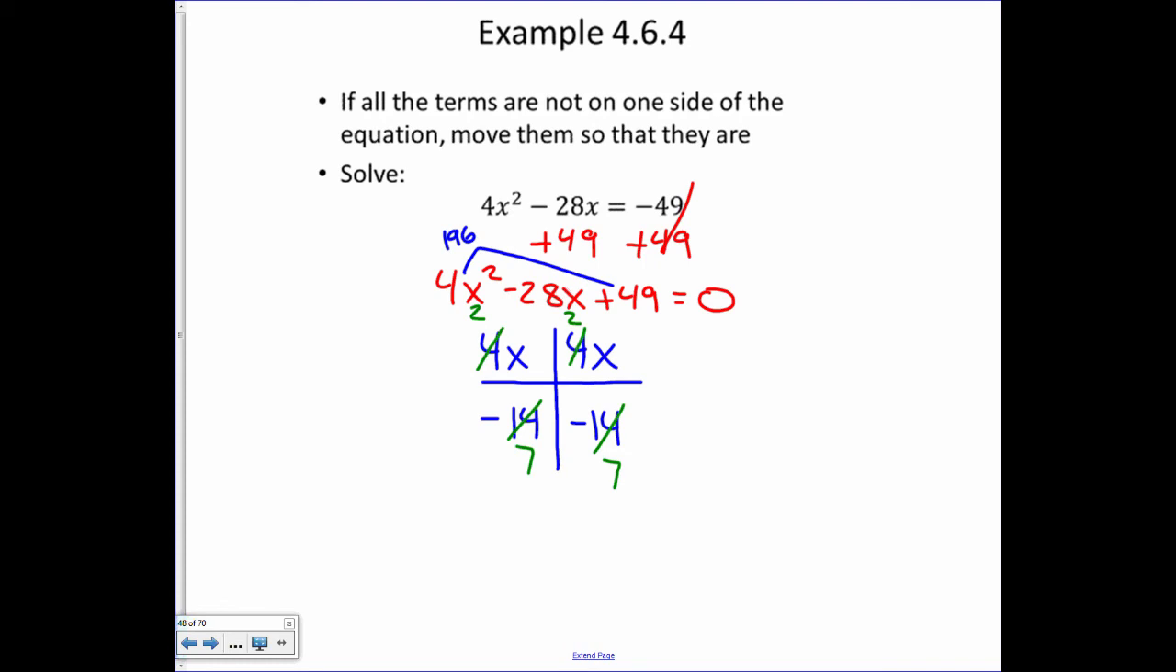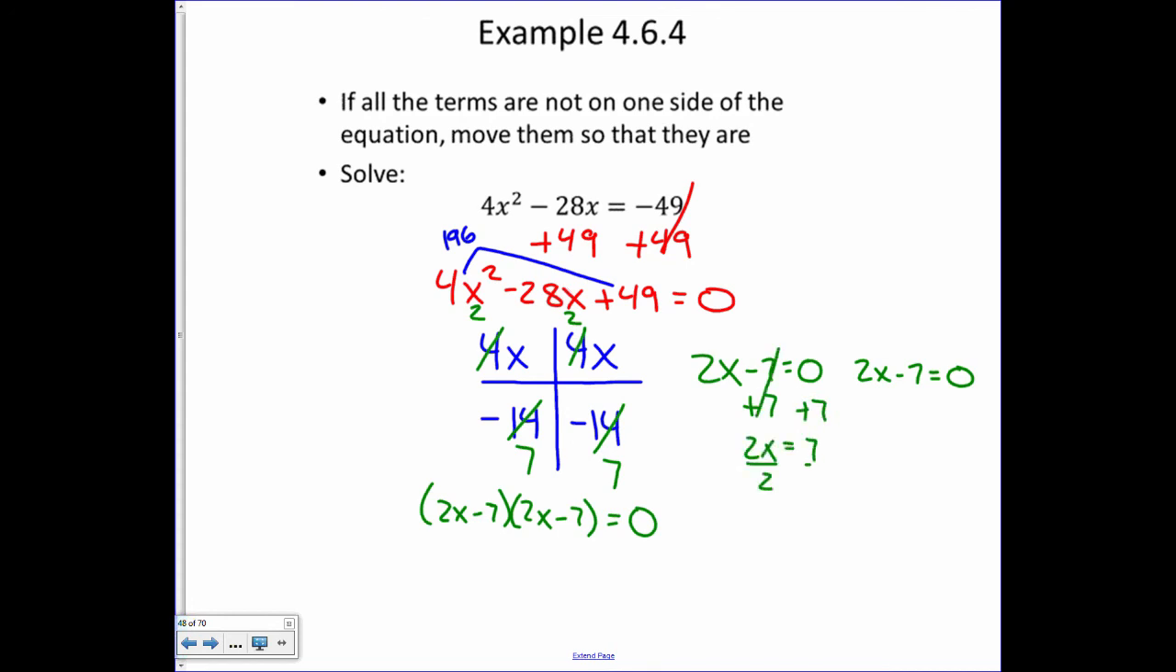You get 2x minus 7 and 2x minus 7 equals 0. Now we can take each piece and set it equal to 0. And hopefully you recognize that by solving one of these, you'll solve them both because they're the same thing. Divide both sides by 2 and you get x equals 7/2.